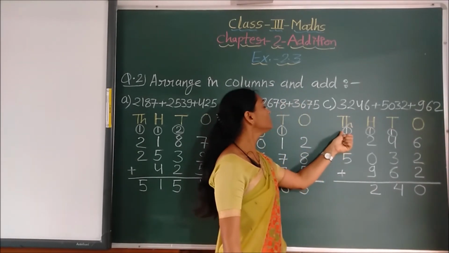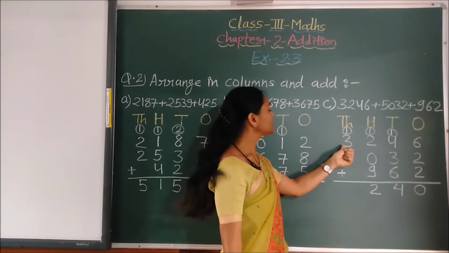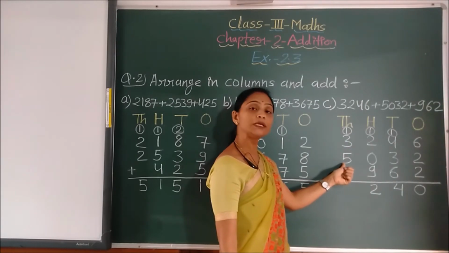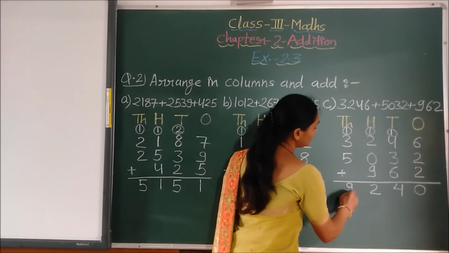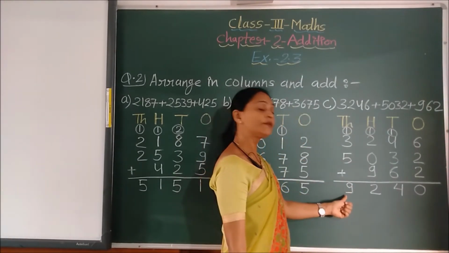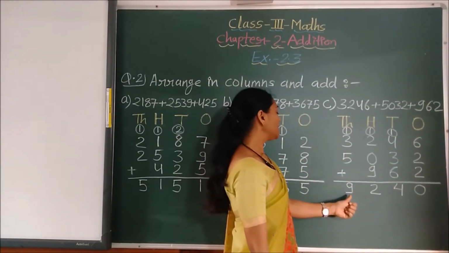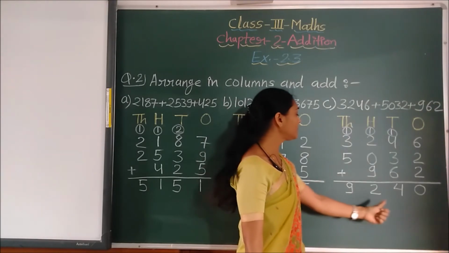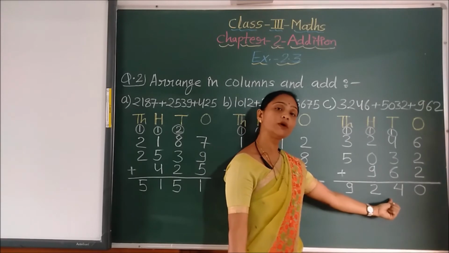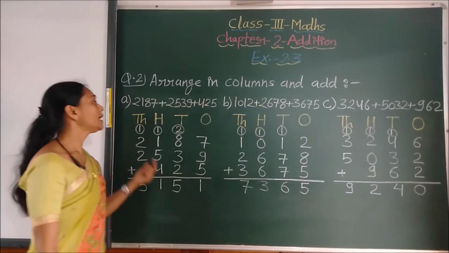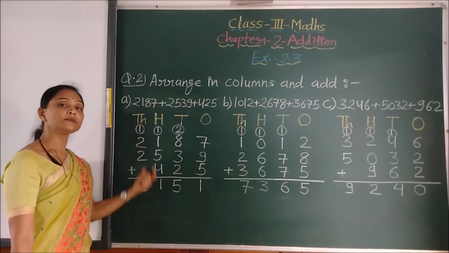Now 1 plus 3, 4, and 4 plus 5, 9. So we have to write here this 9. So children, see, we got this number 9,240. So this way you may arrange the numbers in columns and add.